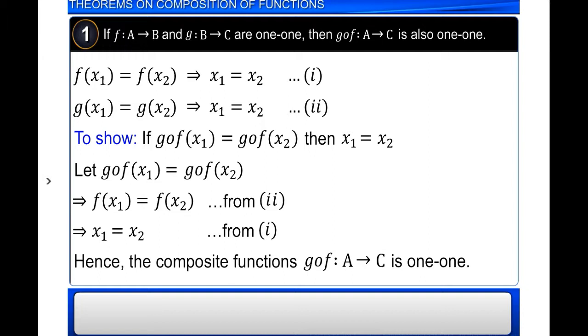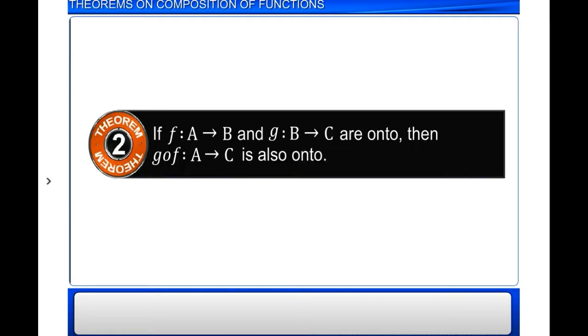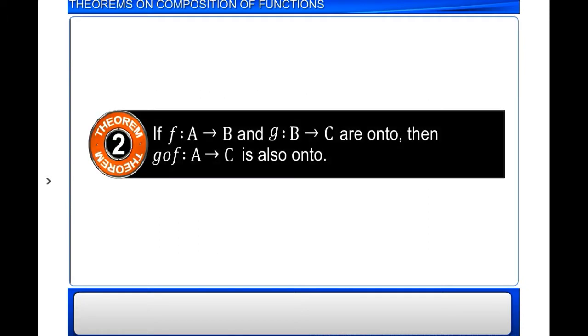Let's now move on to the next theorem. If a function f from A to B and a function g from B to C are onto, then the composition of f and g is also onto.